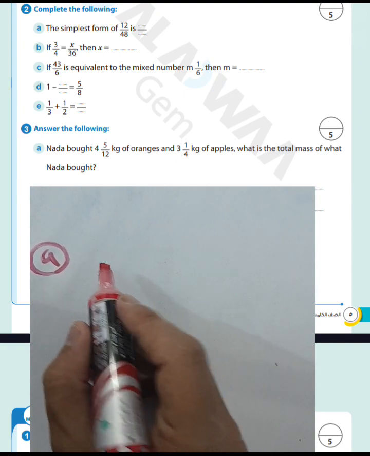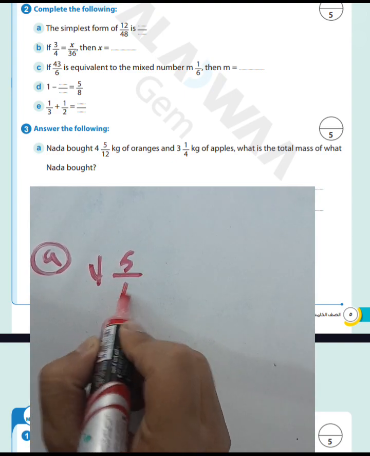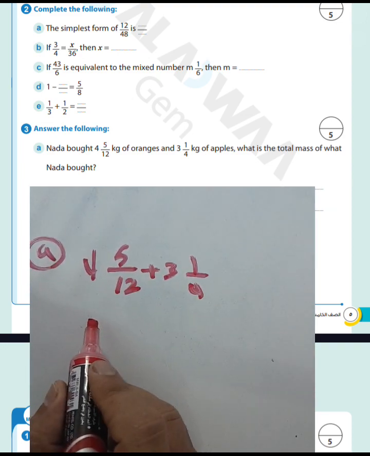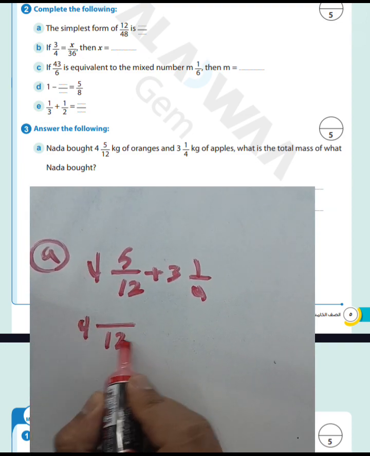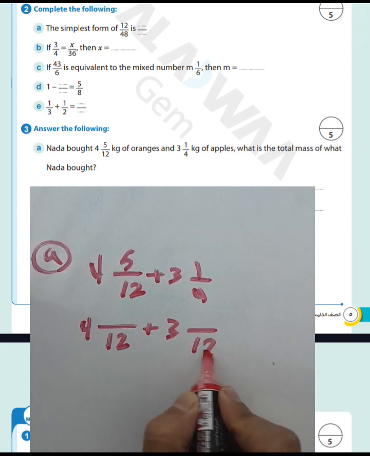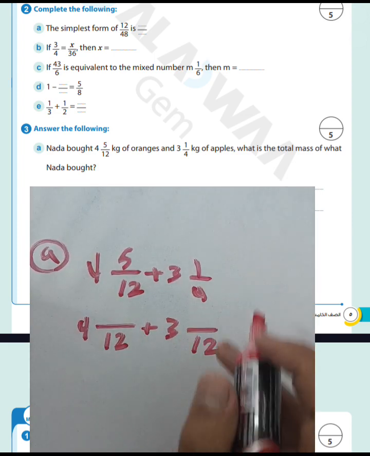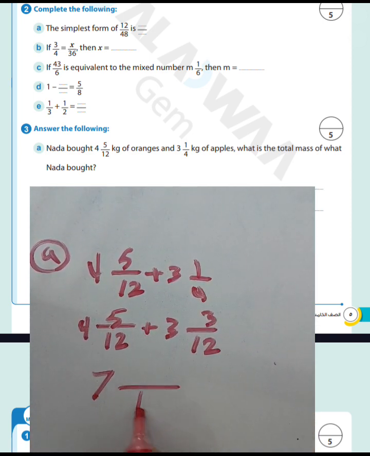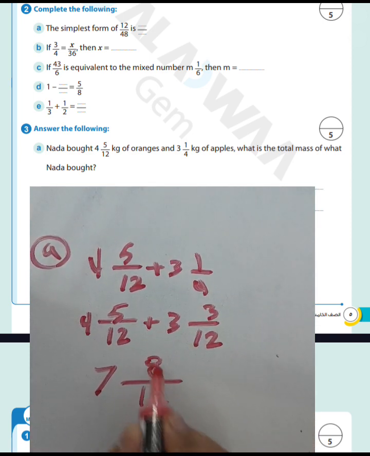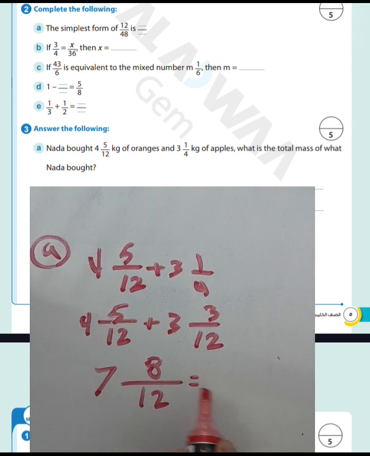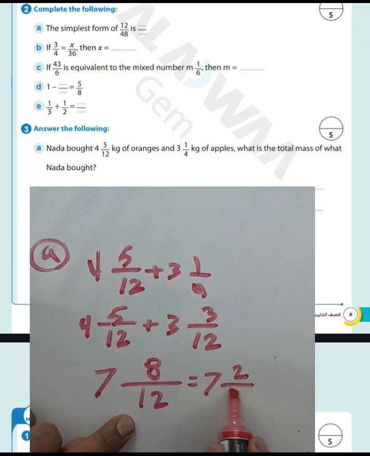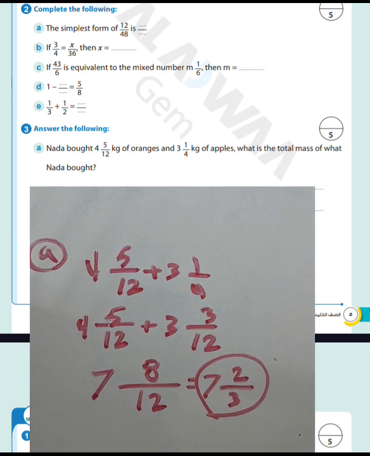We can find the total: 4 and 5 over 12 plus 3 and 1 over 4. We can unify them by finding the least common multiple between them. It will be 12, because 12 can be divided by 4. 3 times 4 equals 12 and 1 times 3 equals 3. 4 plus 3 equals 7 and write 12 in the denominator. 3 plus 5 equals 8. And then you can simplify. 8 divided by 4 equals 2 and 12 divided by 4 equals 3. The result will be 7 and 2 over 3.